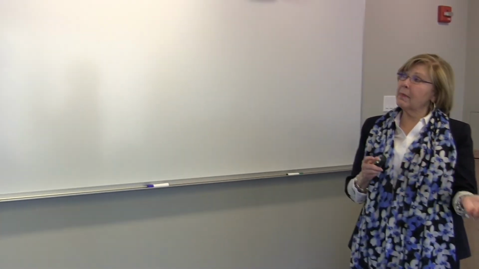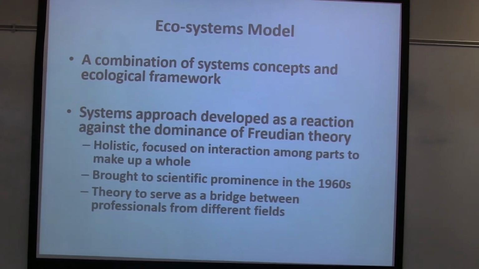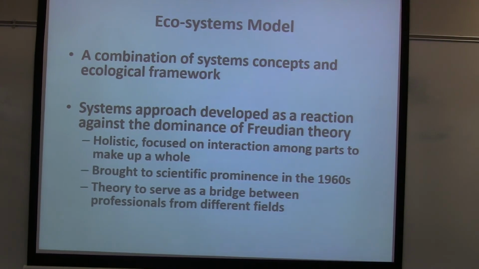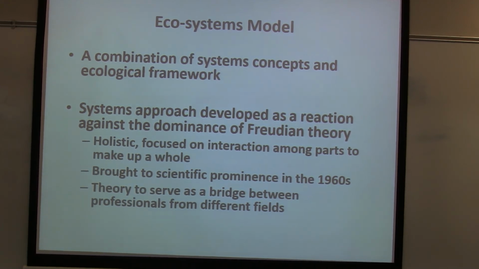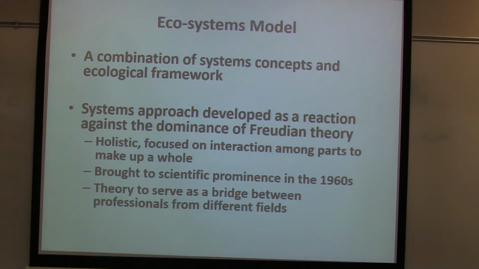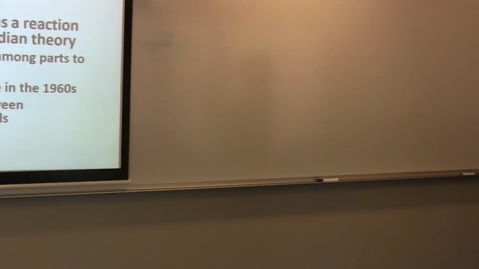So the ecosystems model is a combination of systems concepts and the ecological framework. Systems approach was developed actually as a reaction against the dominance of Freudian theory. And it is more holistic, focused on interaction among the parts that make up the whole. So the interactions in a family, the interactions between people in different groups and systems. And it was brought to scientific prominence in the 1960s, as I said, as a reaction against Freudian theory.